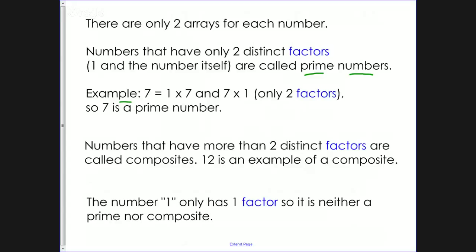So 5 and 3 and 2 were also prime numbers. 4, however, wasn't a prime number because we discovered that we could have 1 times 4, but we also could have 2 times 2. So it had more than 1 and the number itself. Numbers that have more than 2 distinct factors are called composites. So 12 is an example of a composite, so would 4 and 6 be composites. The number 1 only has 1 factor, so it's neither a prime nor composite. So I do recommend that you put a definition about composites into your math survival guide, and also this information about the number 1.